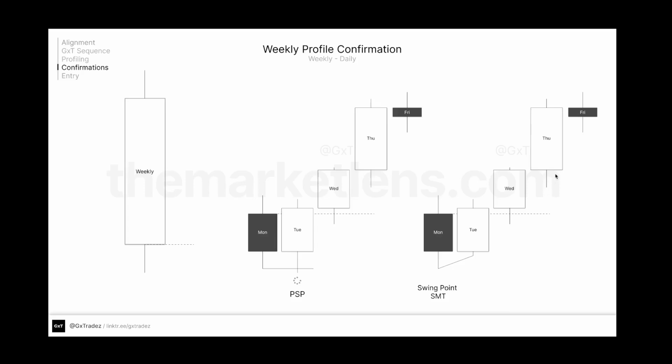So how do we apply that same logic, right? Profiling a lower time frame swing with a higher time frame expansion candle. We're just confirming that lower time frame swing with PSPs and SMTs, right? So here is a weekly candle. The low is formed from a PSP, a daily precision swing point. And over here, we have the low of the week formed from an SMT between swing points.